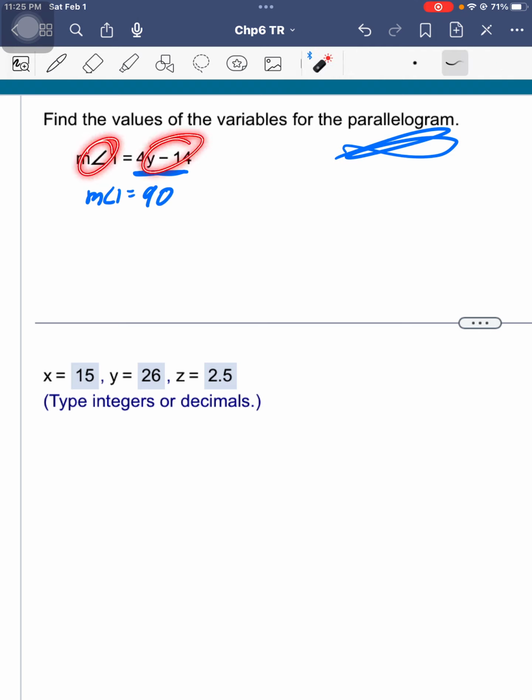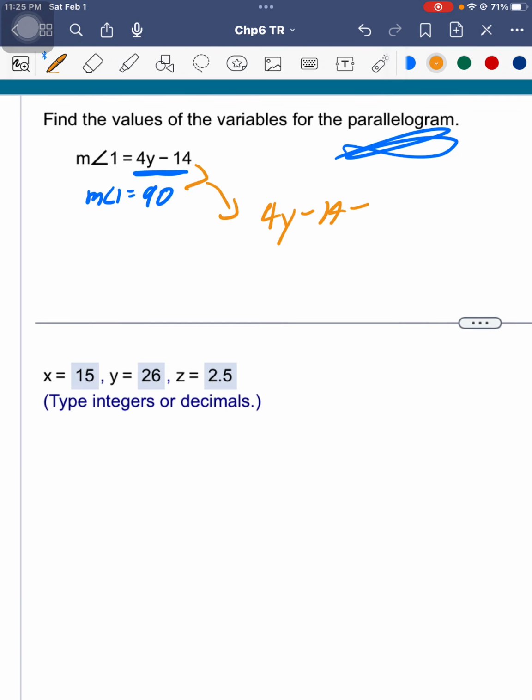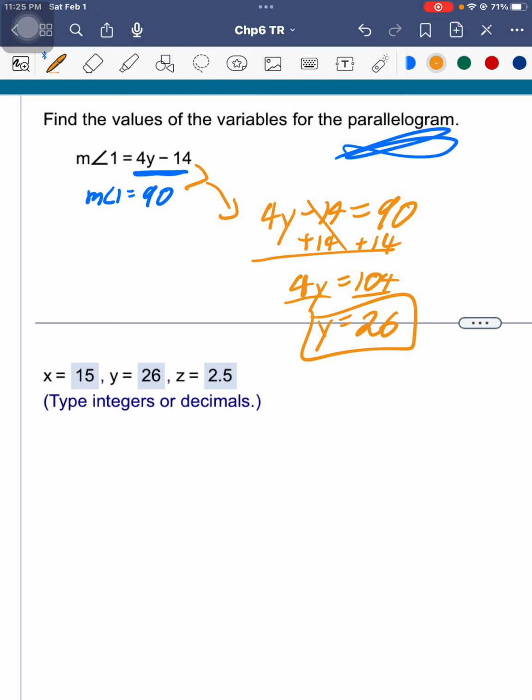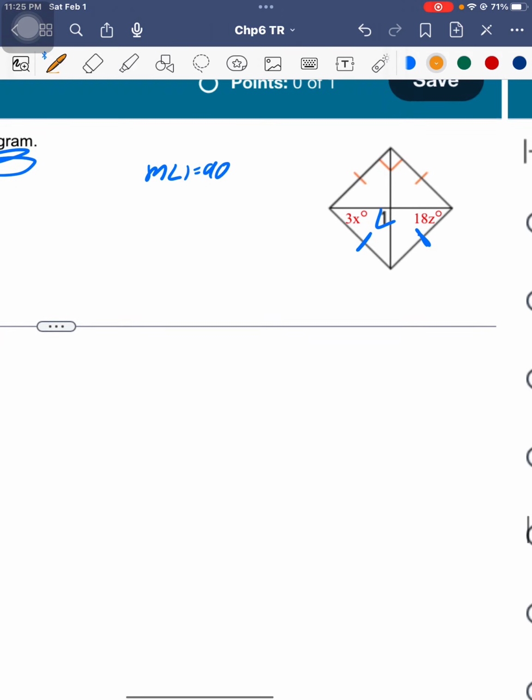So if this is equal to this, and this is equal to this, can't I say that both of these guys are equal as well? Yes, I can. It's the transitive property, right? So I'm going to set them equal to each other. Why am I going to set them equal to each other? So that I can find the value for my y. Plus 14, plus 14. 4y is equal to 104. Y should be 26. Because I know 4 times 25 is 100, so I just got to add one more 4. So that's 26. Perfect, right there. So now let's go back and see if that y is going to help us.